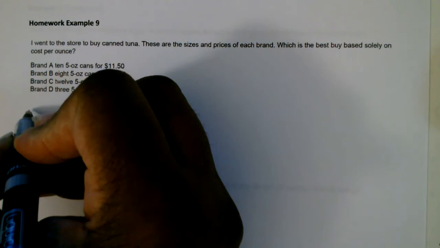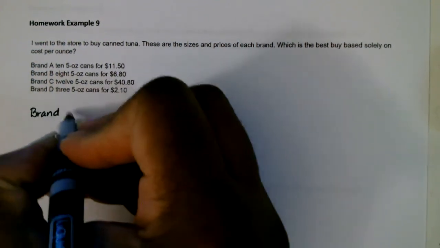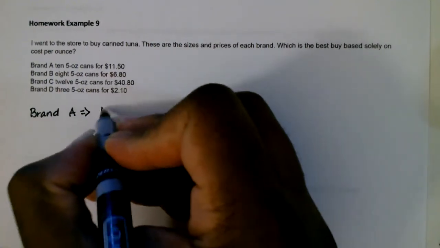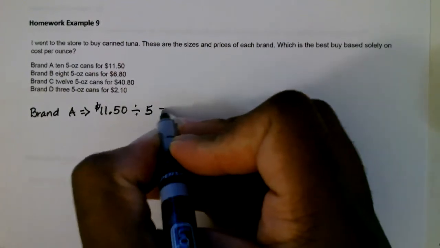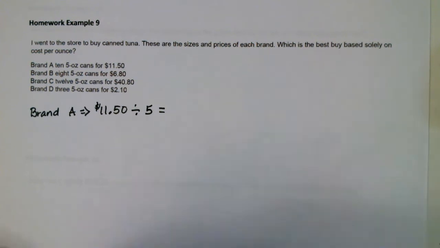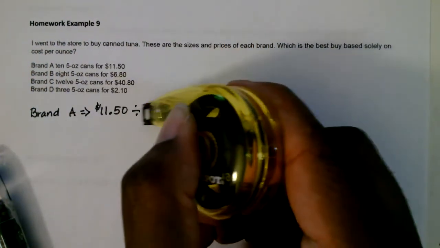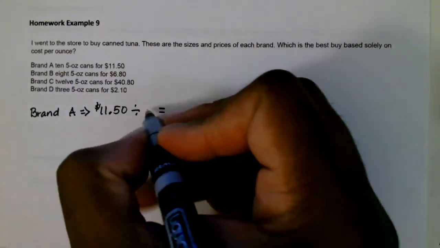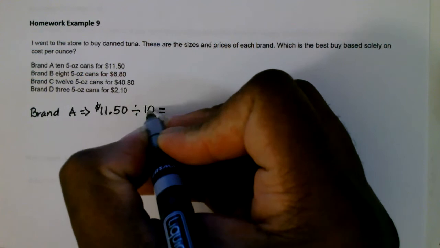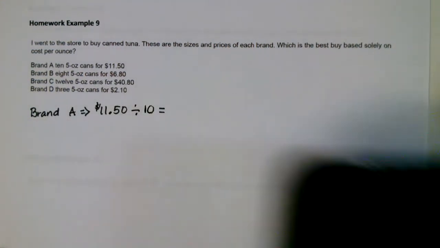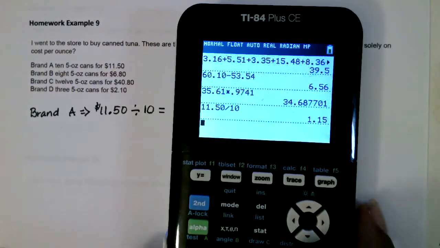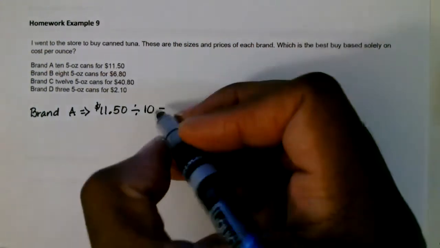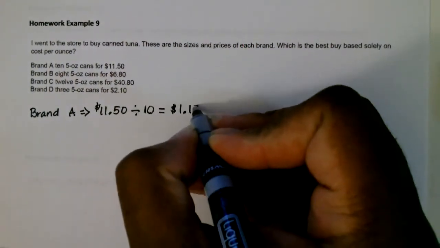Now, for brand A, that would mean I need to do $11.50 divide that by 10. 10 5-ounce cans. They're all 5-ounce cans. But in this brand A, you have 10 5-ounce cans. Now, I'm going to go ahead and use the calculator for the sake of time. So it'll be $11.50 divided by 10. This will be 1.15. So each can for brand A is $1.15.